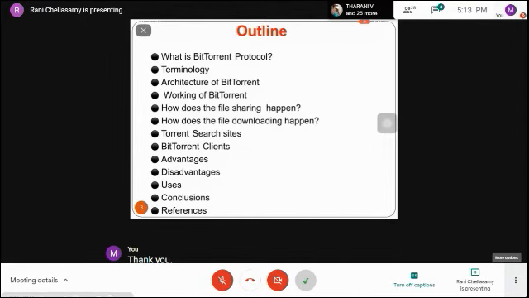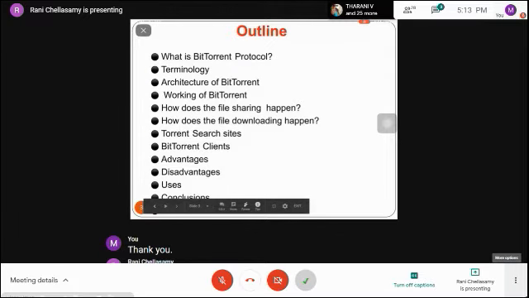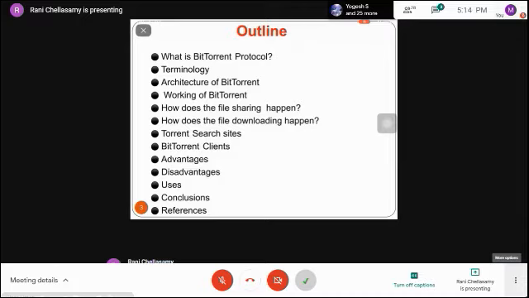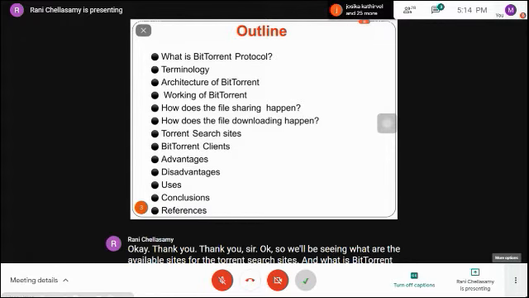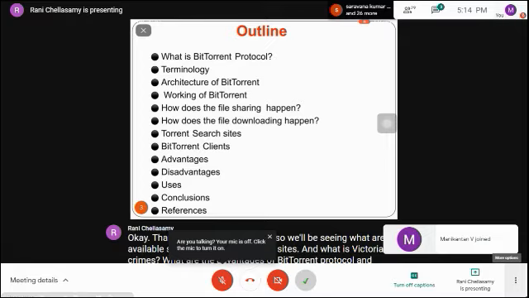We'll be seeing the available torrent search sites, what BitTorrent clients are, the advantages and disadvantages of the BitTorrent protocol, the main use of BitTorrent protocols, and conclusions. These are the topics that we are going to see in today's session.